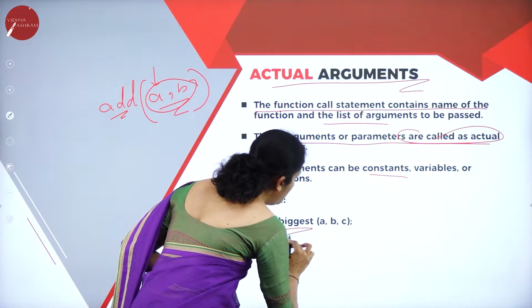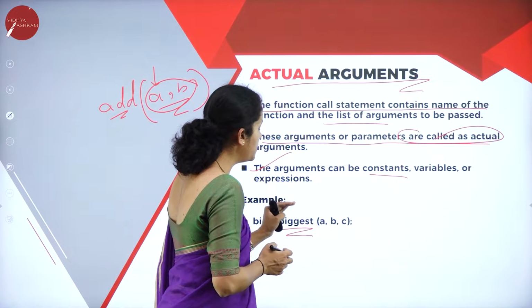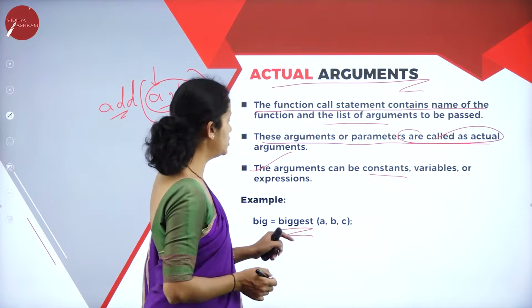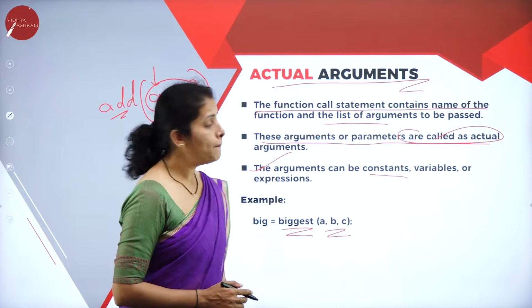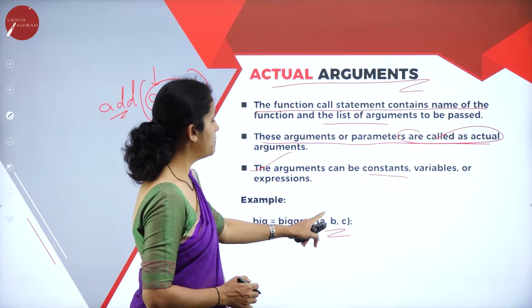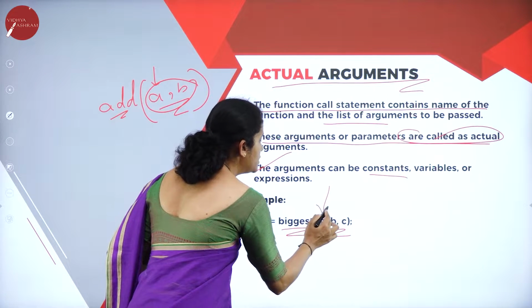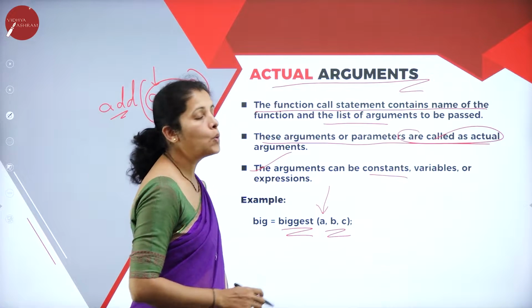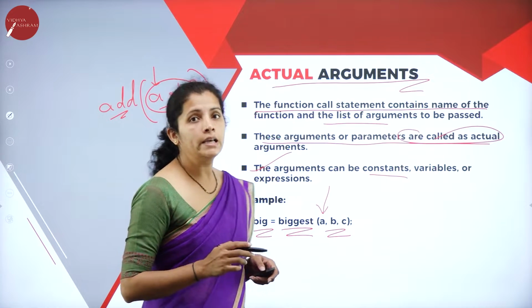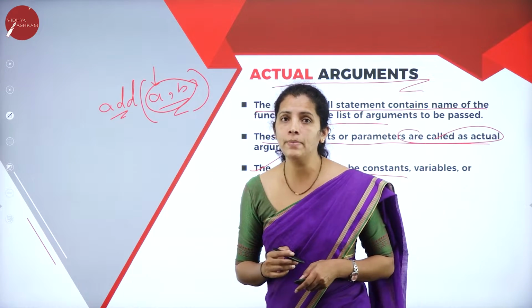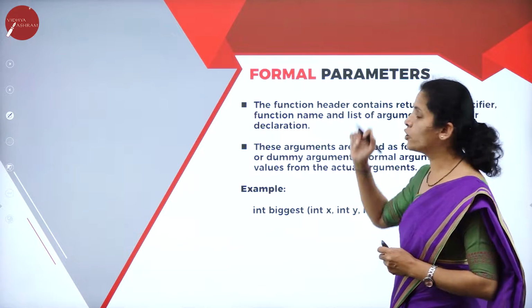So here biggest is the function name. This is the example for a user defined function, and it's going to hold 3 actual parameters, that is A, B and C. And after execution of this function, whatever the result I'm going to get is stored in this big variable.